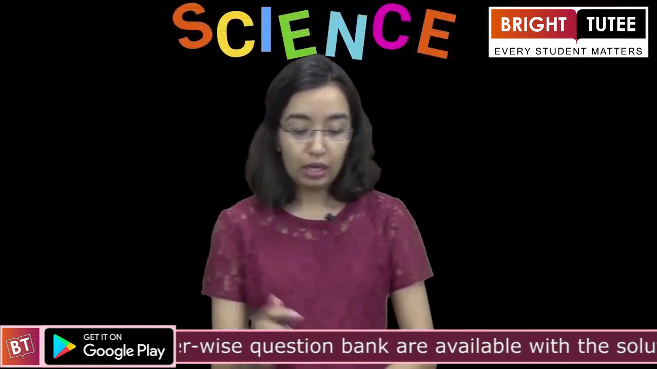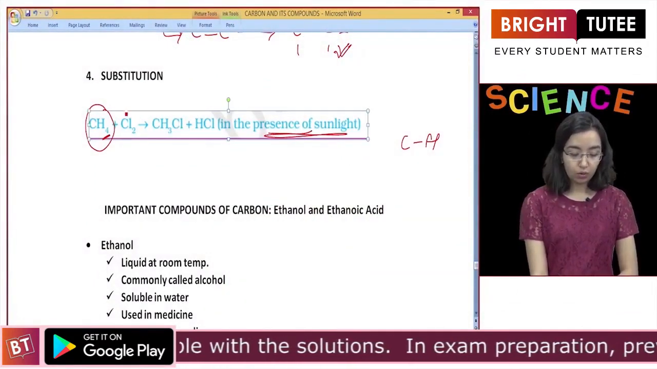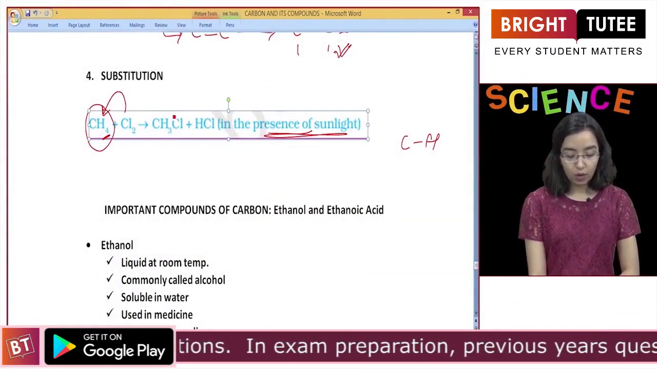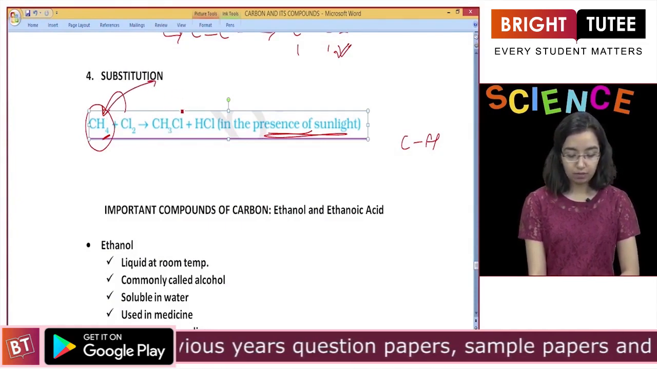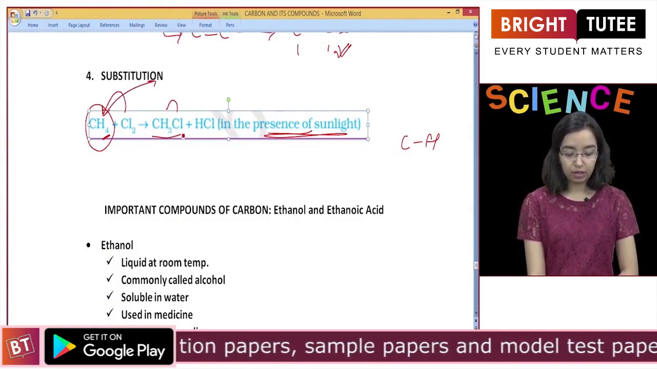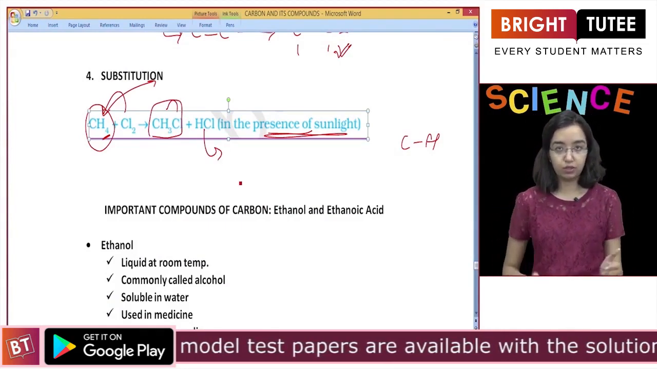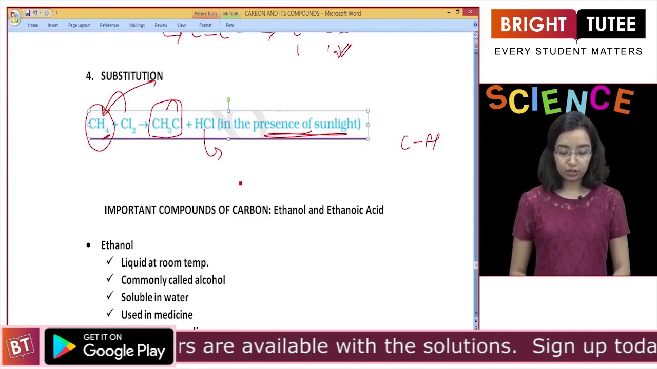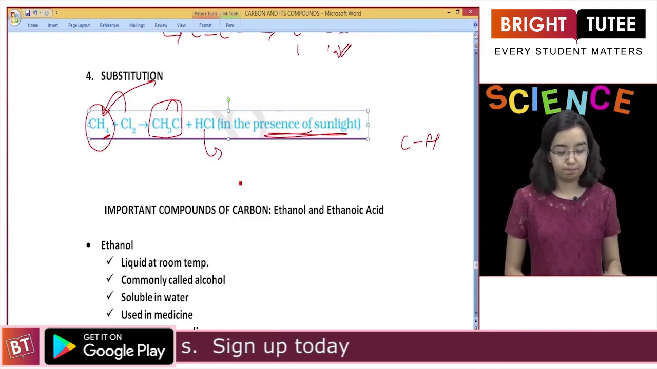sometimes it so happens that in the presence of sunlight, chlorine can be added here one by one. So in CH3, first one hydrogen atom will be released and one chlorine will be added to the molecule. And the remainder will be released in the form of HCl. This type of reaction is called substitution, where one H is substituted by a halogen.